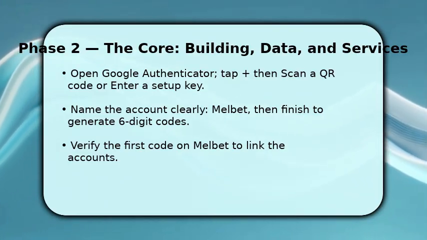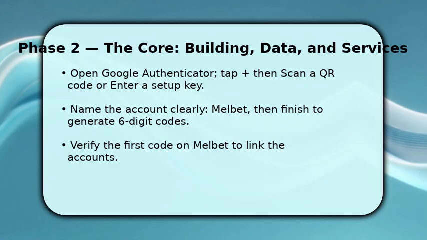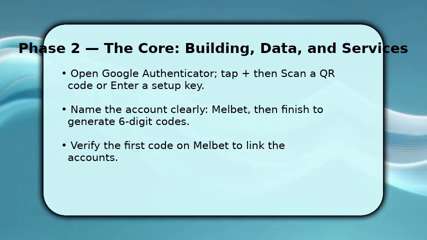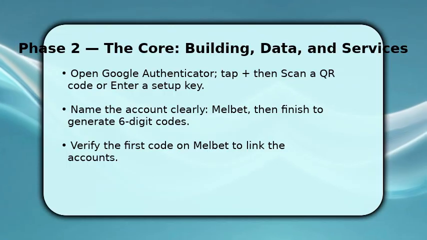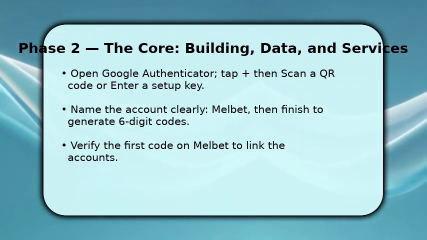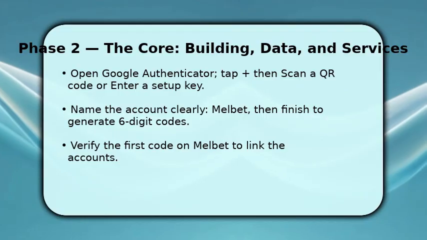The app instantly begins producing 6-digit, time-based codes. These change every 30 seconds. Next, type the current code back into Melbet where it asks for verification. This step proves ownership and completes the secure pairing between your phone and your Melbet account.